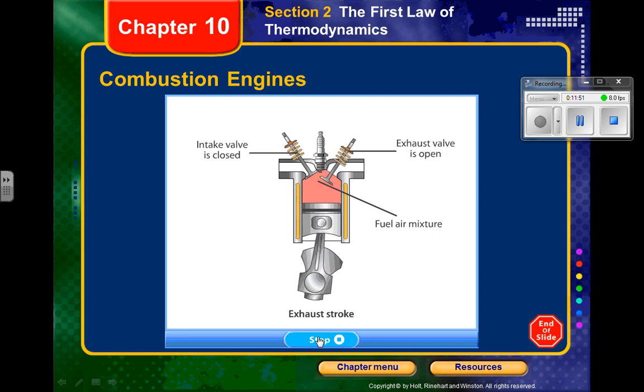Now the chemicals are burned up and need to be removed. This is done during the exhaust stroke. Then the cycle is ready to begin again. Three of the four cycles of this engine are just housekeeping. Only the combustion stroke involves an important transformation of energy. In this stroke, the chemical potential energy of the gasoline is turned into mechanical work.